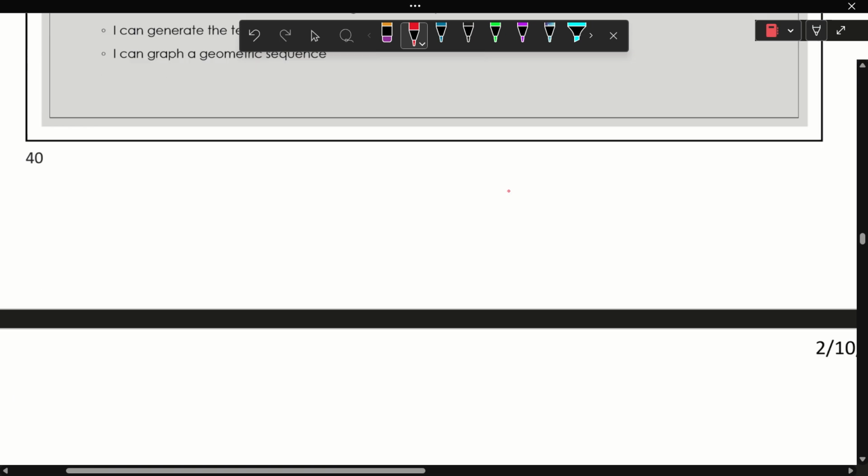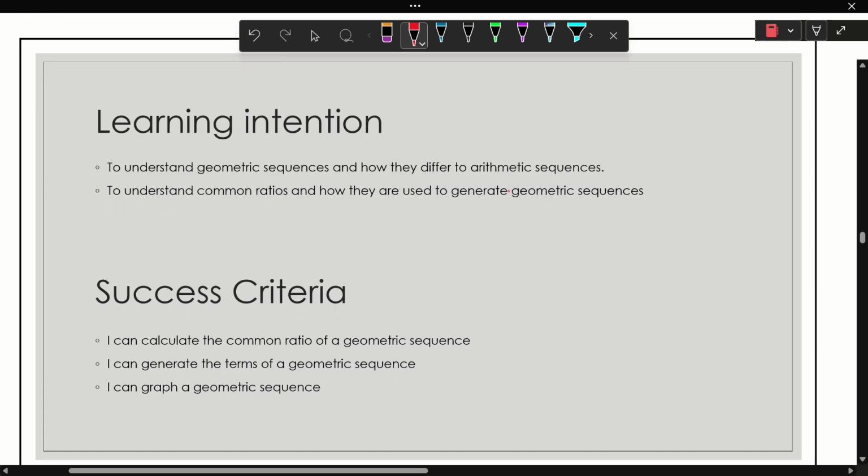It's a bit different. So for our learning intention today, I want you to understand how a geometric sequence is different to an arithmetic one, and then understand what a common ratio is. Okay, so we know what common difference is. Kane, can you remind me what the common difference was? You remember what a common difference is? Adding and subtracting, yeah? Okay, good. What do you think a common ratio then might be? It's probably going to be multiplying or dividing, but by the same number. So it's still common. It's the same.